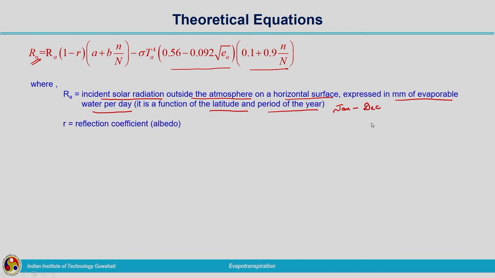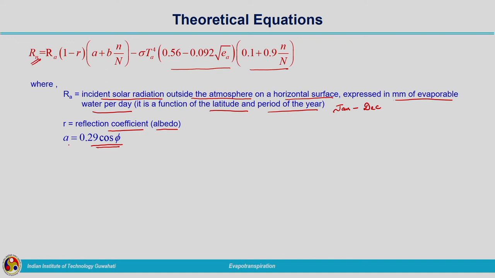Now, small r is representing the reflection coefficient, that is albedo. Albedo is the measure representing the reflection taking place from a particular surface. So, r is a particular term representing the reflection coefficient. Then coming to A, A is incorporating the latitude of the area. That is, depending on the latitude, the sun rays which are reaching will be different.